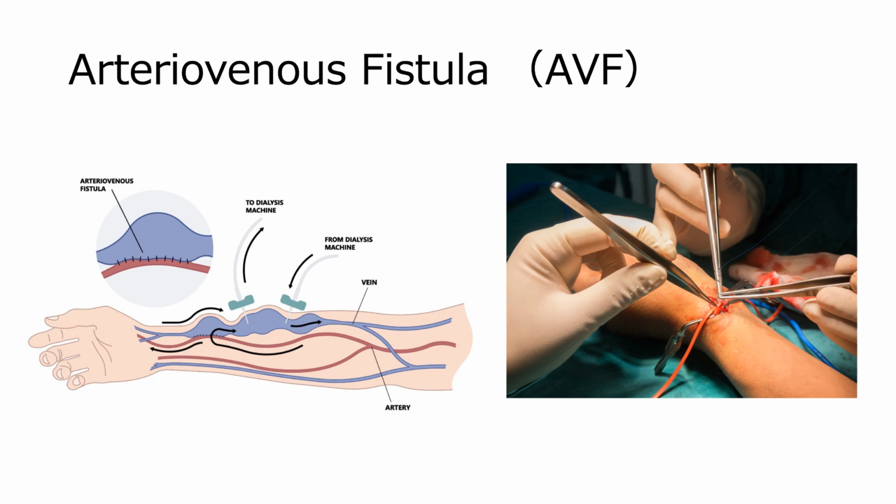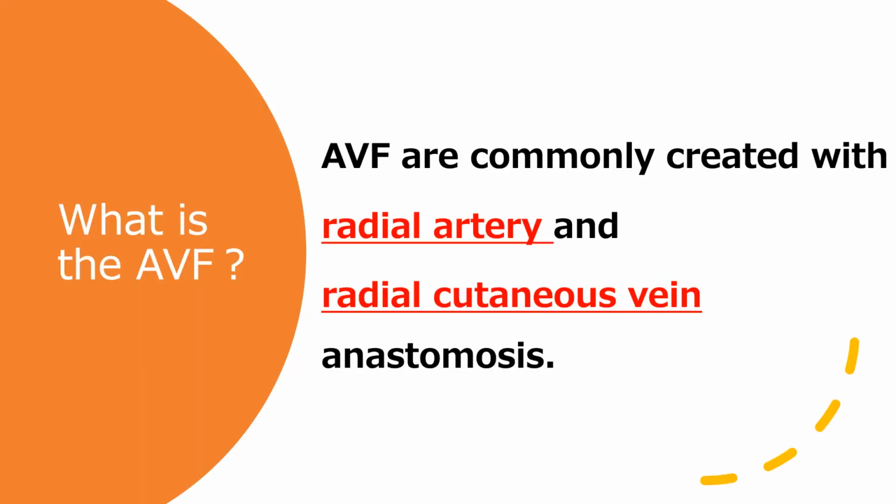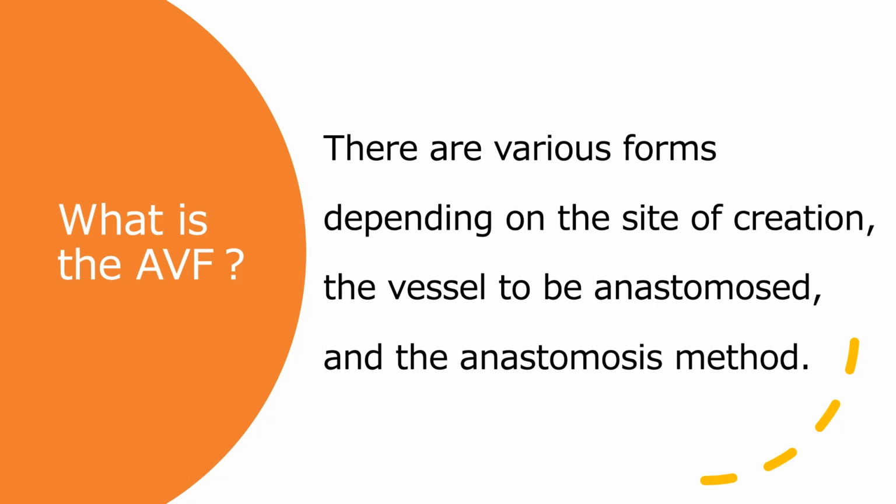The creation sites are the snuff box, called tabatière, the peripheral forearm, central forearm, elbow, and upper arm. AVF are commonly created with radial artery and radial cutaneous vein anastomosis. AVF has various forms depending on the site of construction, the vessel to be anastomosed, and the anastomosis method.